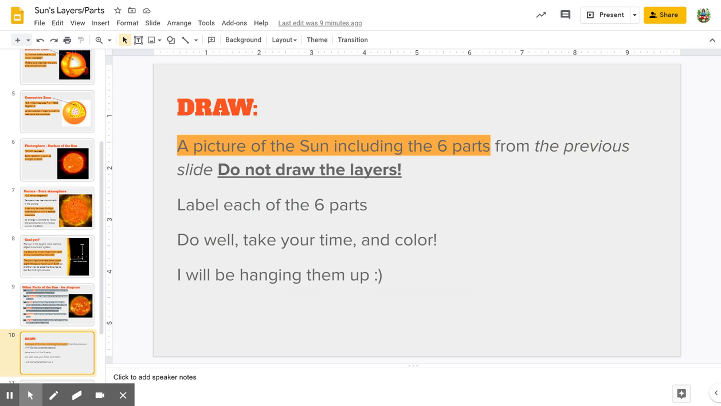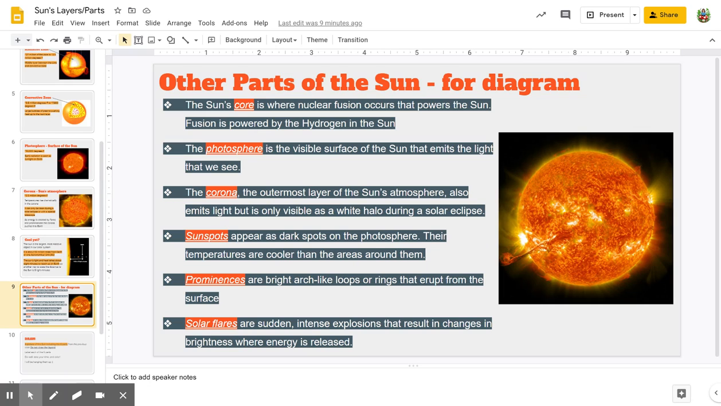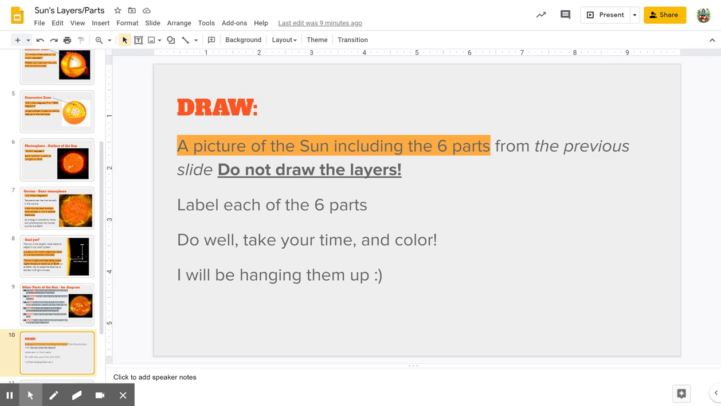All right. And this is what you're going to be doing in the next assignment. You're going to be creating a picture of the sun. You're going to have all 6 parts from this slide right here. So these are the parts that you're going to put on your diagram. And I am going to give you directions on how to do that later. But that will be your assignment from this lesson.